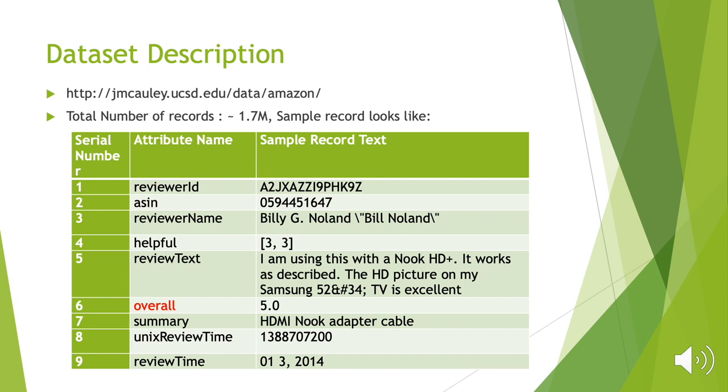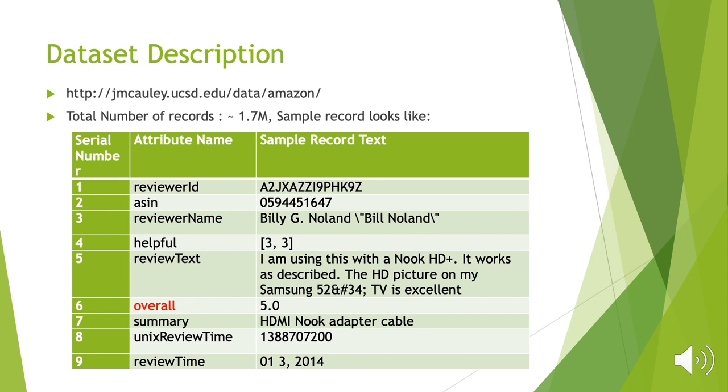The first attribute is the reviewer ID, which is the unique ID given to each reviewer. The second attribute is asin, a unique ID given to each product. The third attribute is the reviewer name, the one who writes the review. And the fourth attribute is helpful, which shows how many other people felt that this review was helpful.